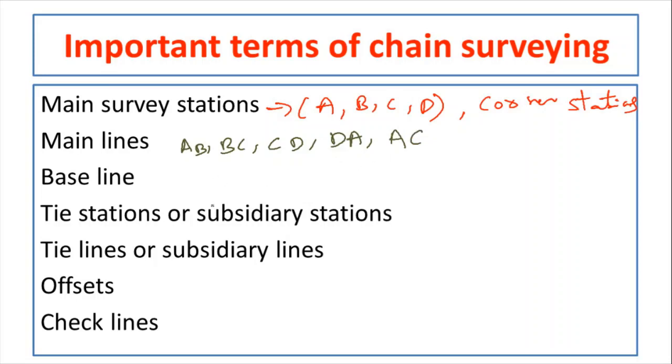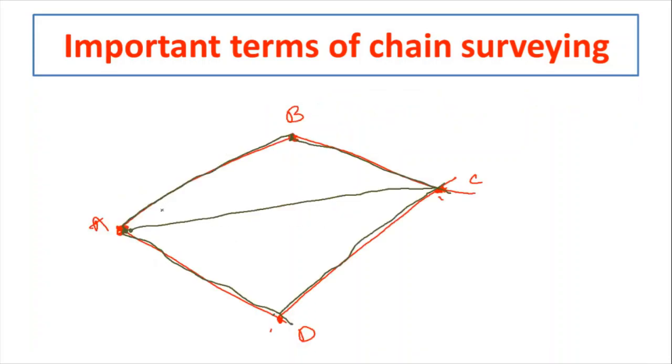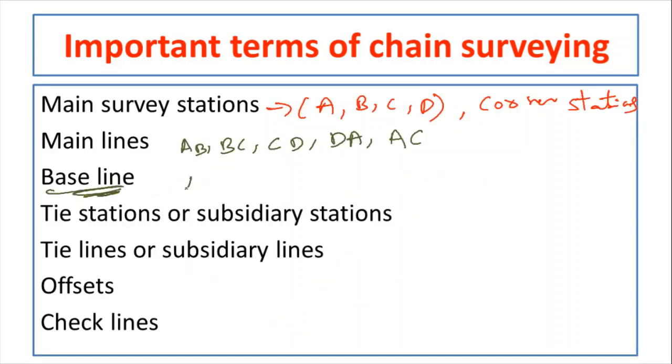Now among the main lines, whatever the longest line is, that is called the baseline. So what is the baseline here? AC is the baseline. So what do you mean by baseline? The longest main survey line. Then the next one is the tie stations or subsidiary stations.